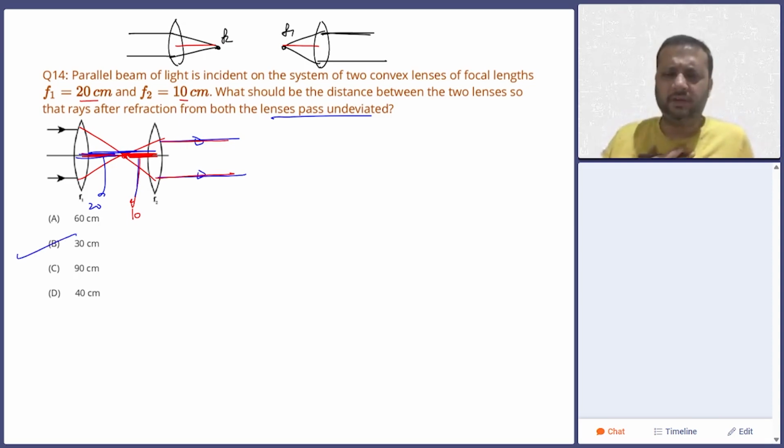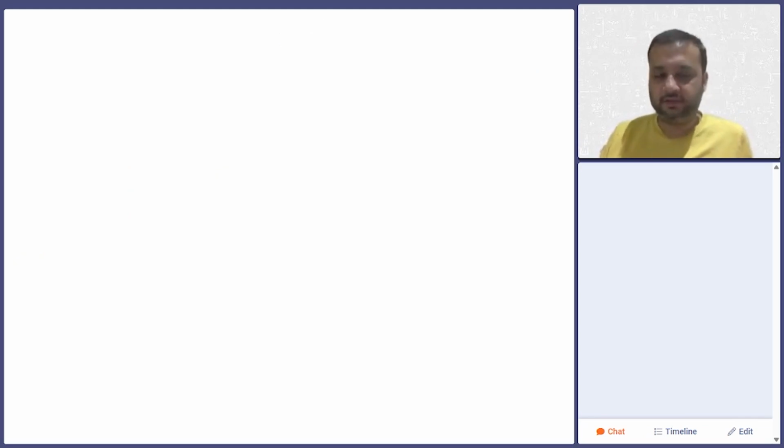This is an oral question, very easily you can do it. You can also do this by writing the lens equation, but again, that will be a mathematical method. It's a very logical and quick method to solve this question if you know the concept of the first and second focus.